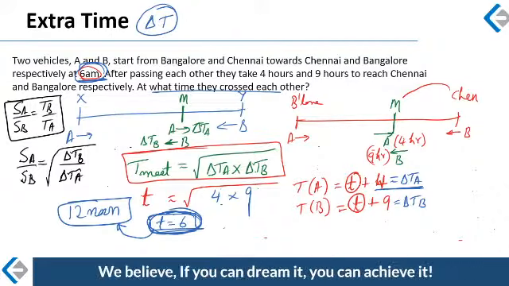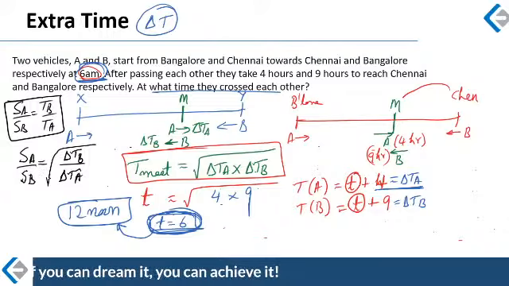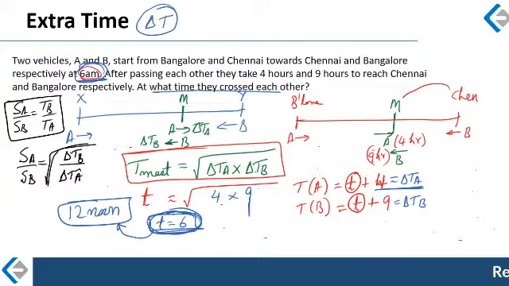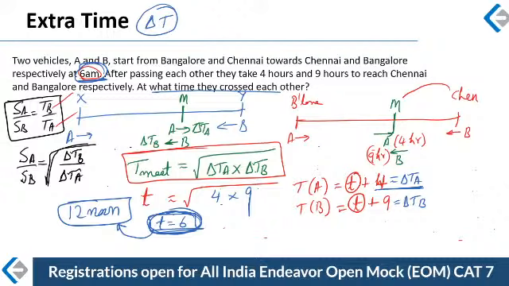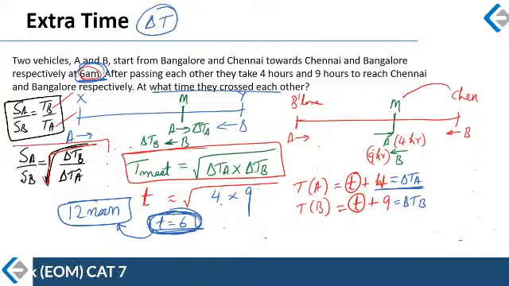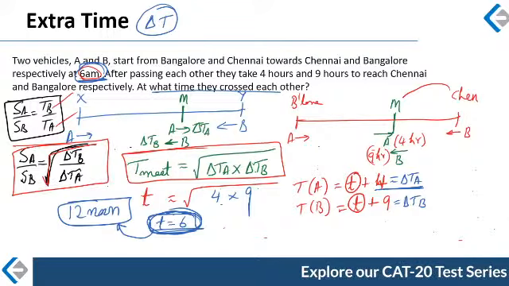But this time I'm giving you delta time, extra time. Extra time means extra time after meeting. If I give extra time, all you have to do is put a root. Don't write it as TB by TA, just like you wrote here. No, don't do that. The speed of A by speed of B would be under root of delta, extra time, by this. Proofs are pretty simple. Don't bother about the proofs. I want you to remember this.